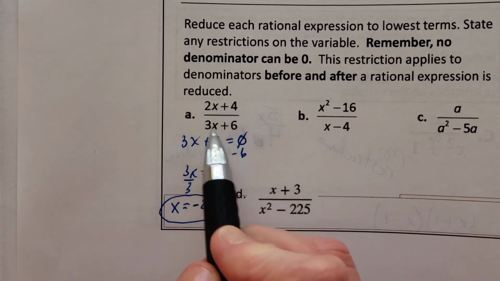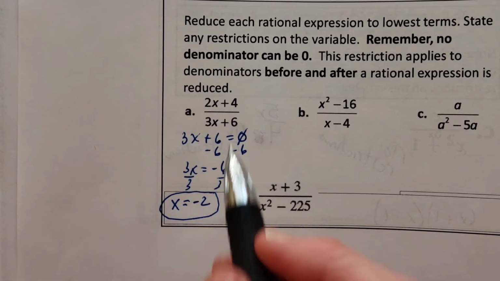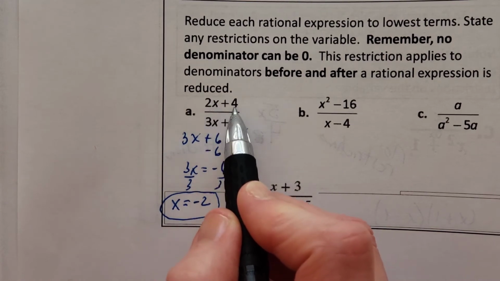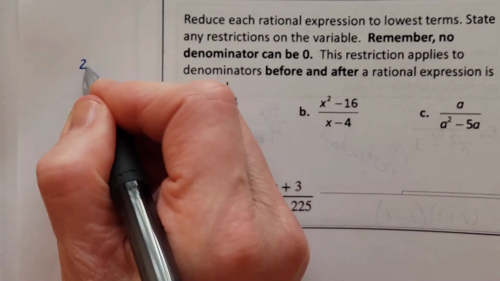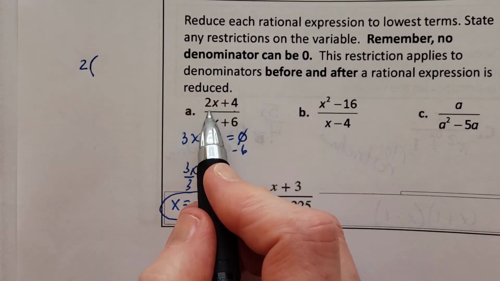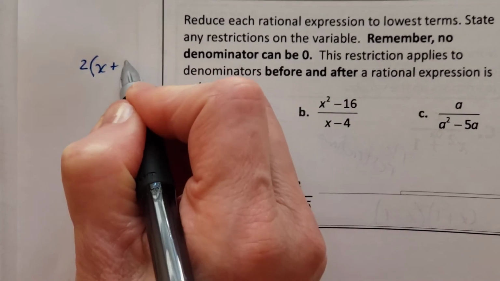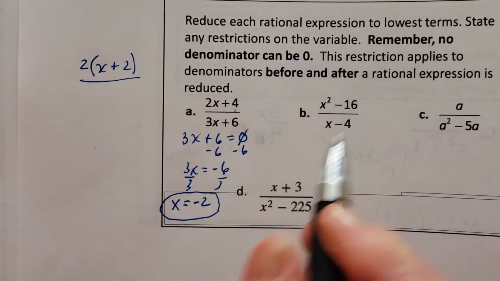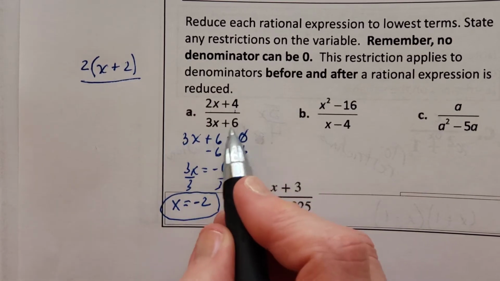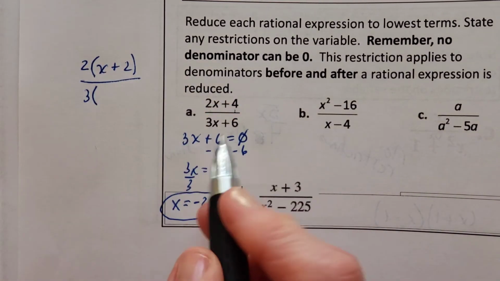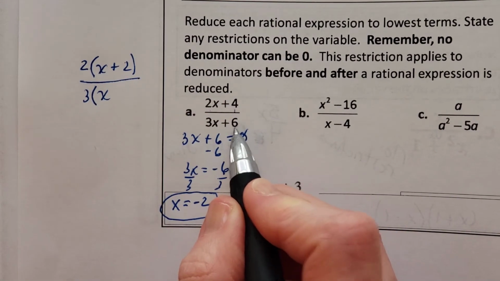Then let's go ahead and simplify the numerator and the denominator, and then finally the entire ratio. So look at these two terms. What can we divide 2x and 4 by? Well, we can divide them both by 2. So 2x divided by 2 is x, and 4 divided by 2 is positive 2. So that's our numerator. On the denominator, what can we divide 3x and 6 by? We can divide both of them by 3. So 3x divided by 3 is x, and positive 6 divided by 3 is positive 2.